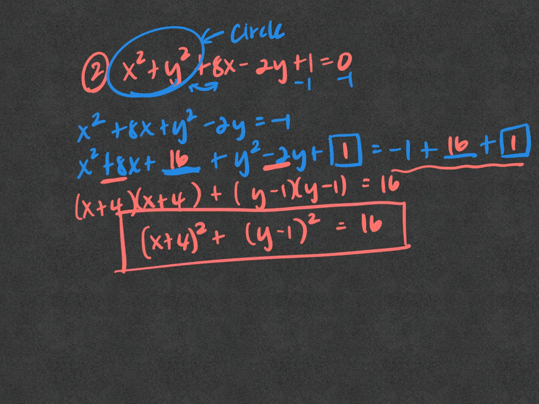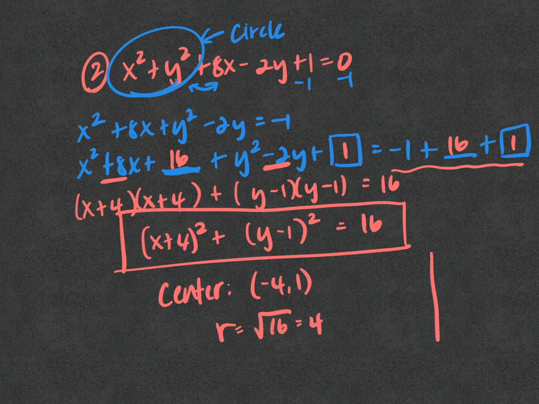Very important. Your center for this problem is negative 4, 1. And the radius is the square root of 16, which is 4. So this would be a cool graph because it's negative 4, 1, and it would touch the axis over here with the radius of 4.